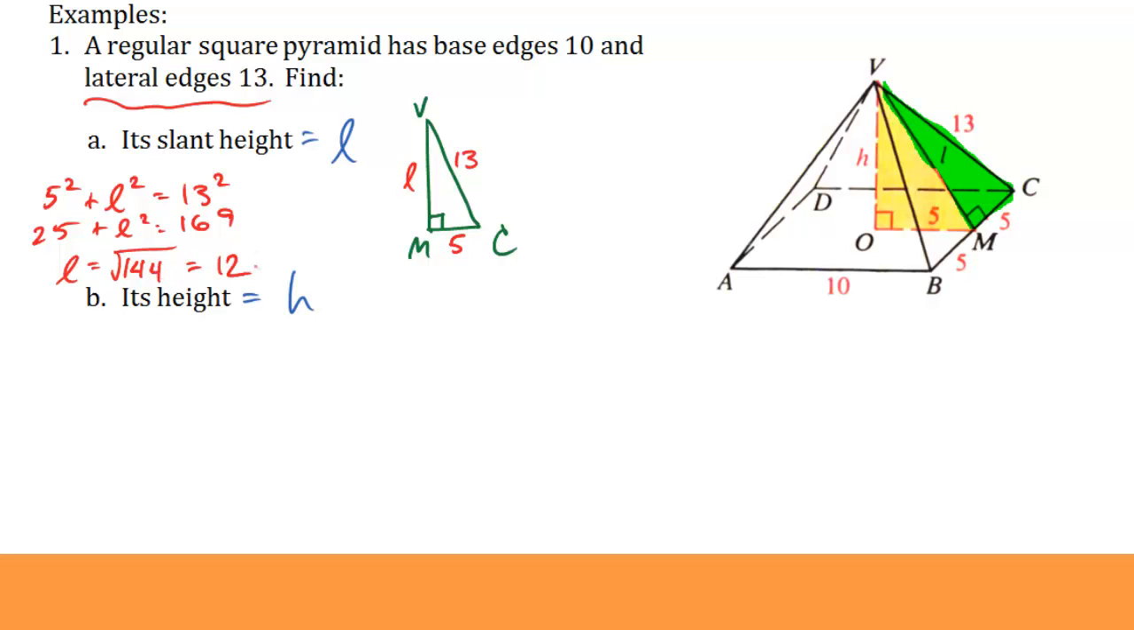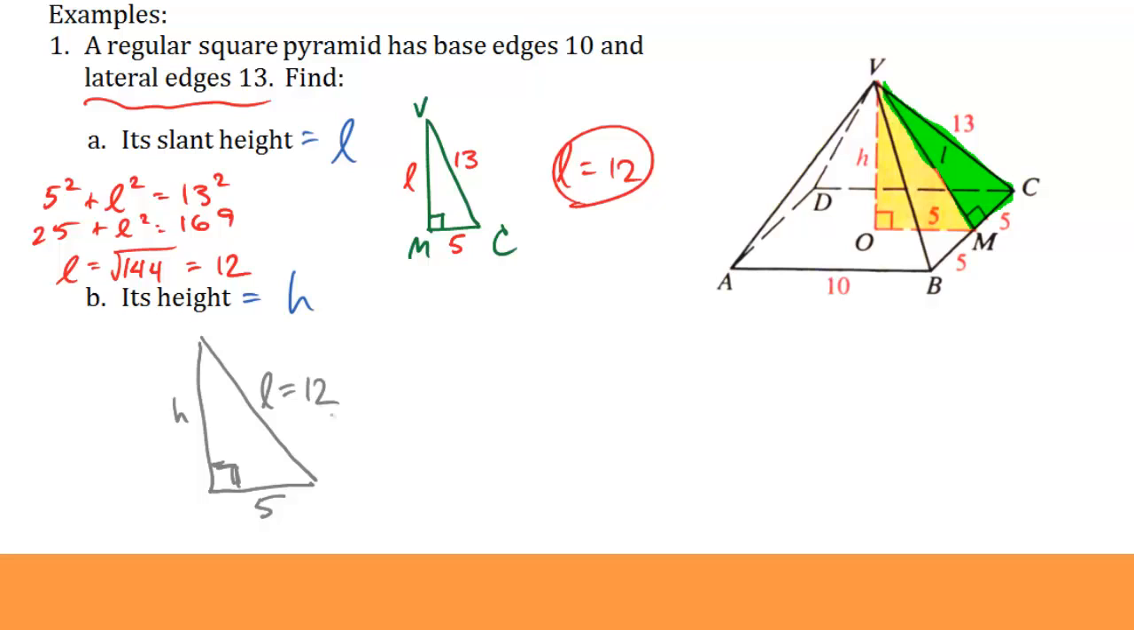So L equals 12. That's nice. And let's then find H. Notice we now have another right triangle, the one that's already shaded in yellow there, that's completely on the inside of the pyramid, where H is one leg, 5 is the other leg, and L, which we just found to be 12, is the hypotenuse. So that's point V, that's point O, that's point M.